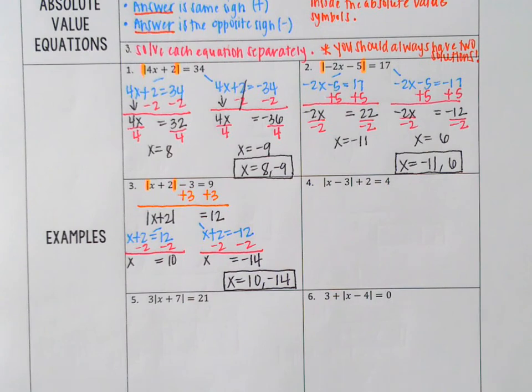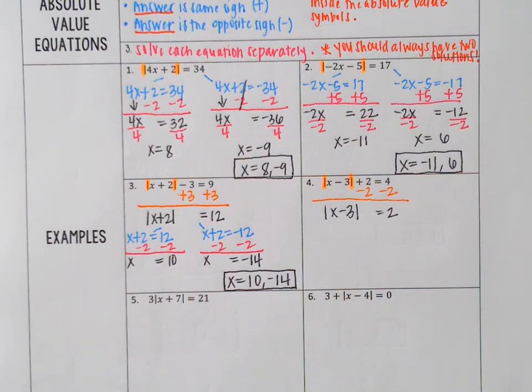Okay, so let's move on to number 4. Number 4 is very similar to number 3. What I want you guys to do is, on your own, pause me here and think about what would be your first step in solving this absolute value equation. Hopefully your first thought process was to get the absolute value expression all by itself. So what we do is we subtract the 2 from both sides.